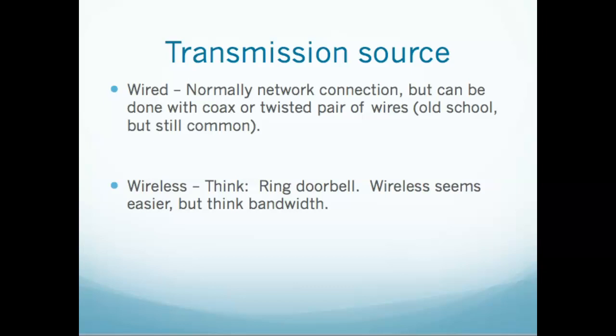The Ring doorbell is a wireless camera setup, right? It's just going back to your router. Wireless seems a lot easier because you don't have to run it, but think about bandwidth. Cameras use a lot of bandwidth. You're using your Ring doorbell on your router. You're not sharing that with anybody really until you get out into the actual internet, right, where everything, excuse me, comes together.